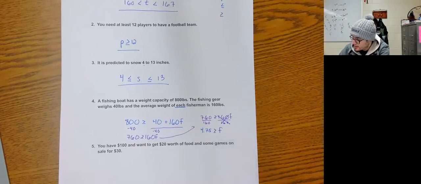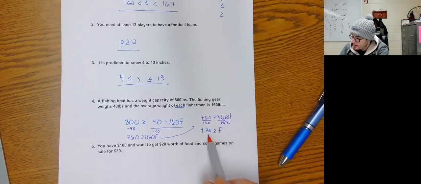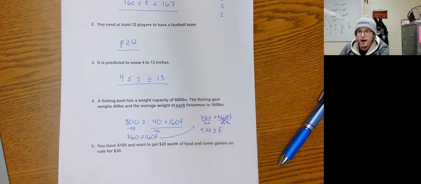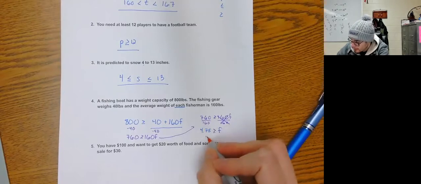So you need to think back to the context of the problem, and some students have a misconception of they round up because they're so used to rounding up. So, okay, 5. No, you can't round up. If this is the maximum that you can have is 4.75, what is the actual amount of fishermen you could get on the boat? It would be 4.